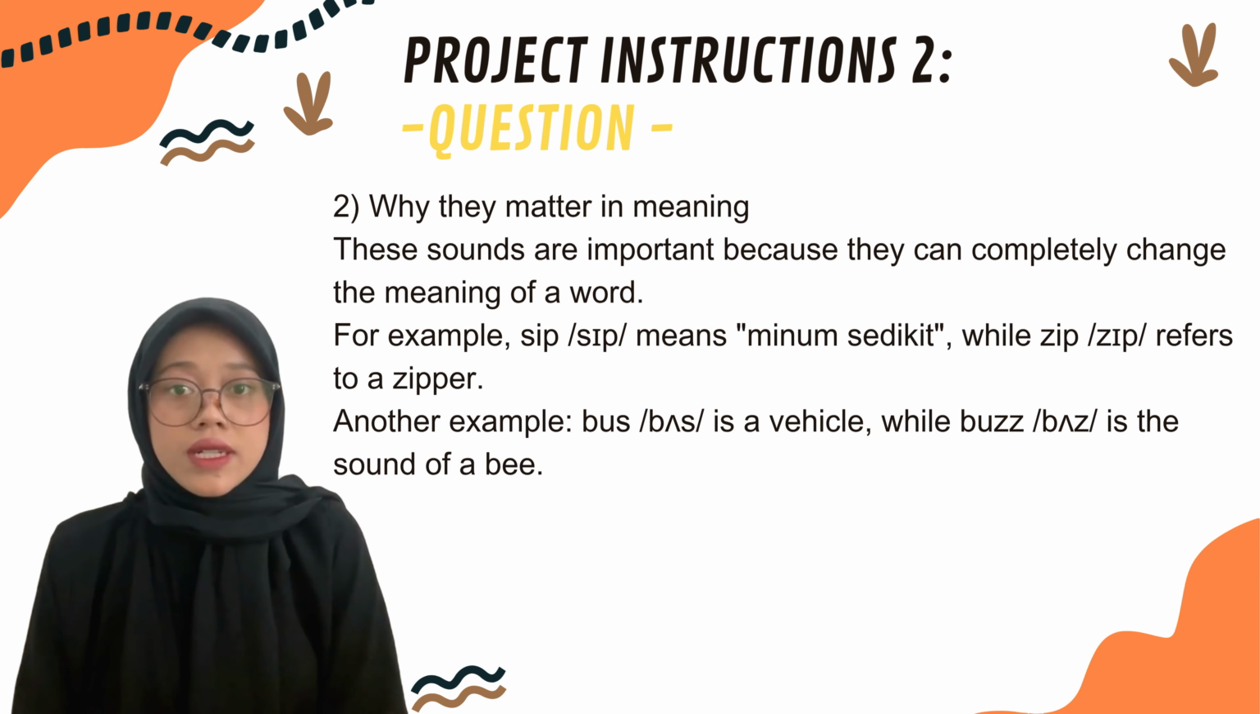The second question is why they matter in meaning. These sounds are important because they can completely change the meaning of a word. For example, sip means minum sedikit, while zip refers to a zipper. Another example, bus is a vehicle, while buzz is the sound of a bee.